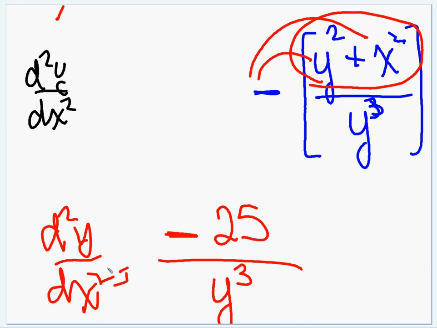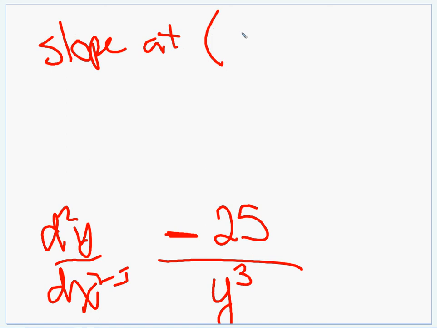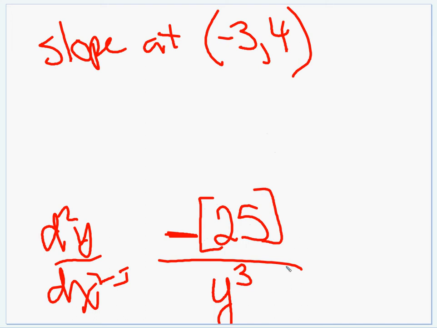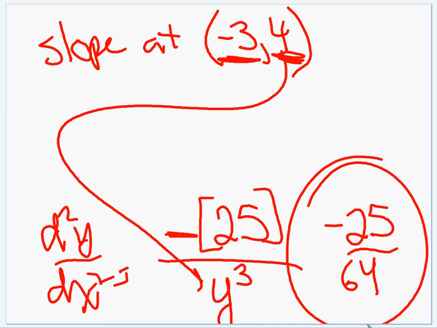And again, for some reason, in my notes, maybe it was in an older edition of the book, they wanted the slope at negative 3, comma 4. Negative 3, comma 4. Again, if you left this 25 out and left the x squared plus y squared in it, you'd still get the same answer, because x squared plus y squared would be 9 plus 16, which is also 25. So to actually evaluate this, we can leave the numerator alone as a negative 25 and just plug that 4 in for y. 4 to the third is 64. Our slope would be negative 25 over 64.